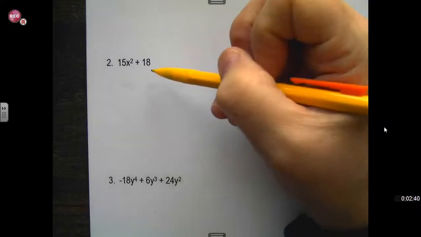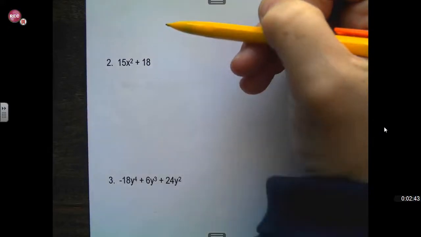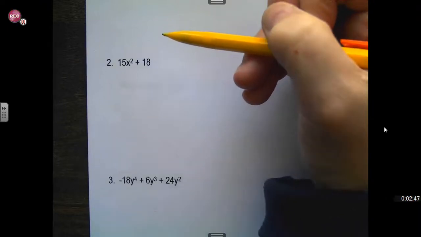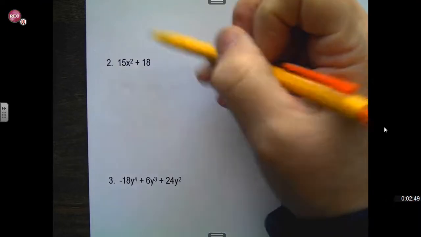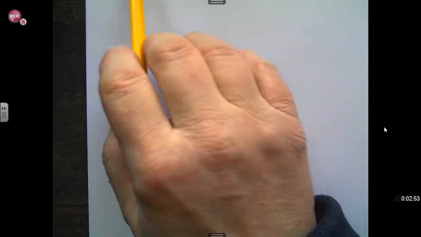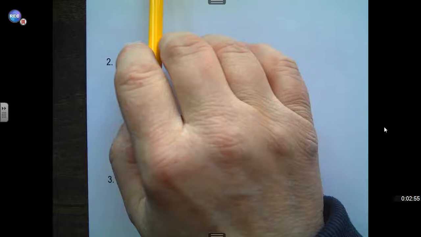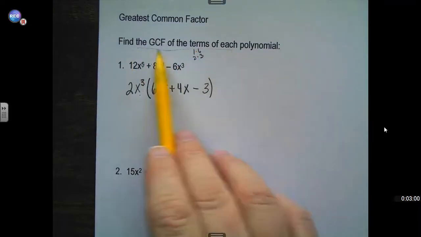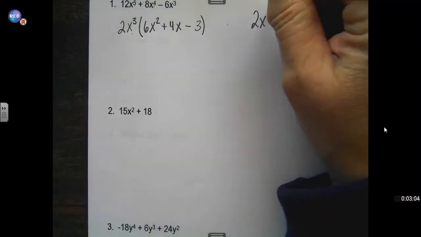I actually went beyond what I needed to do. The directions are to just find the GCF. It doesn't say to factor it out. Just find the GCF of the terms of each polynomial. So technically my answer here was 2x cubed.